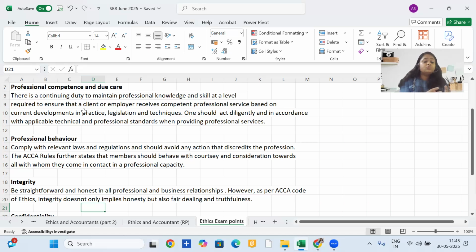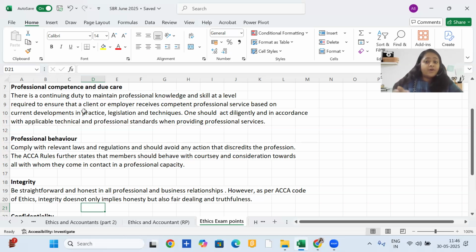Many times I find students to be confused with professional behavior and competence and due care. Please remember, competence and due care is all about having continuous professional development. That means having the competencies to be up to date with the accounting standards, with the transactions, with the updates, with the laws and regulations, to ensure that the professional is not outdated. So competence is all about having that technical stronghold.